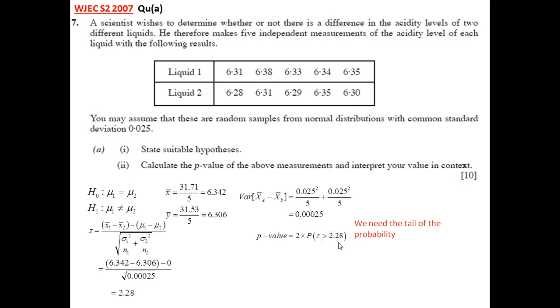Is that far enough away from 0 that we have made a difference, that there is a difference? Looking 2.28 up in table 3, we get greater than 2.28, so it's 1 take away what we got on the table, so it's 0.0113, double that, and we get 0.0226. Interpret your value in context. It's greater than 1% but less than 5%, so strong evidence to reject H0. There is a difference in the liquids.